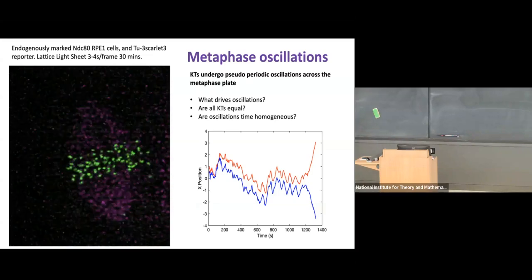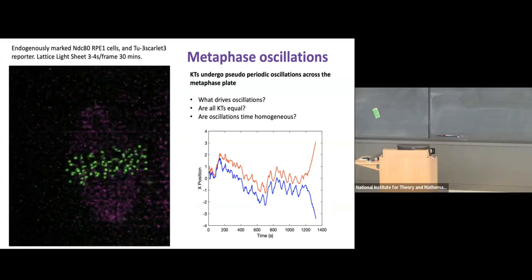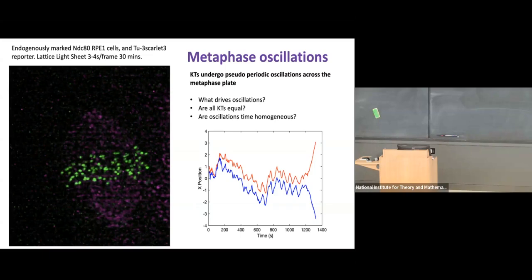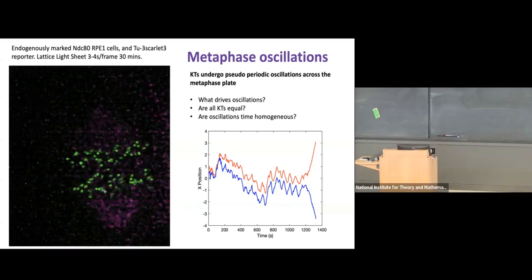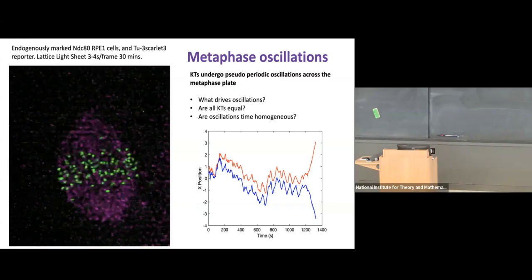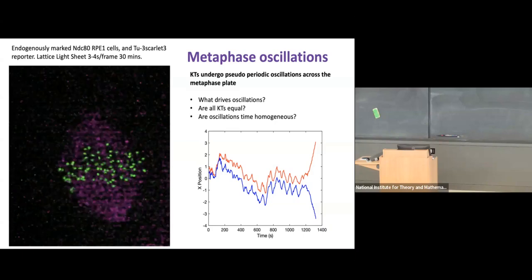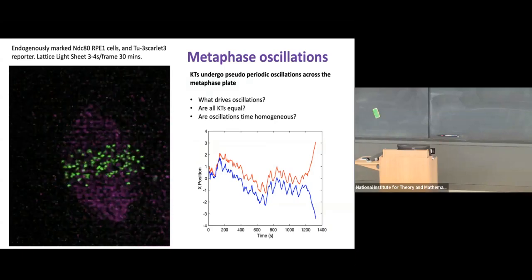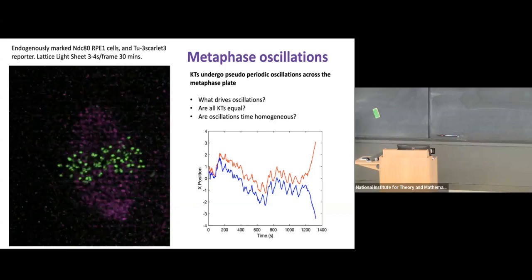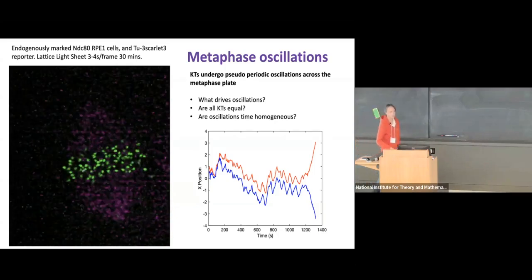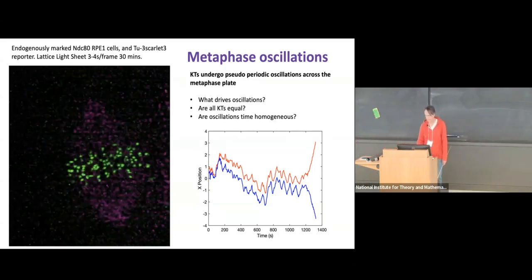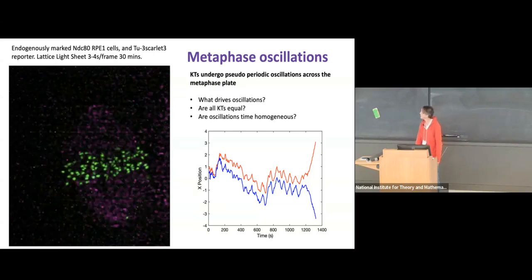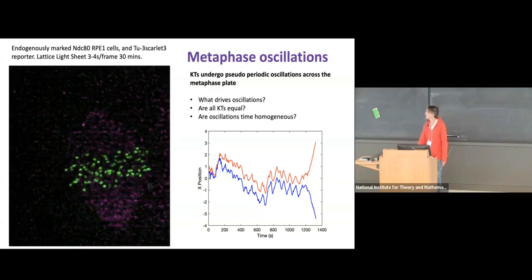So first of all, I'm going to show you some of my work on metaphase. So the kinetochores undergo pseudoperiodic oscillations, which you may well see here going on. And this is what it looks like if you project along the metaphase plate your x coordinate. You see really good sawtooth oscillations. So there's a number of questions. What drives oscillations? Are all kinetochores equal? And are oscillations time homogeneous?